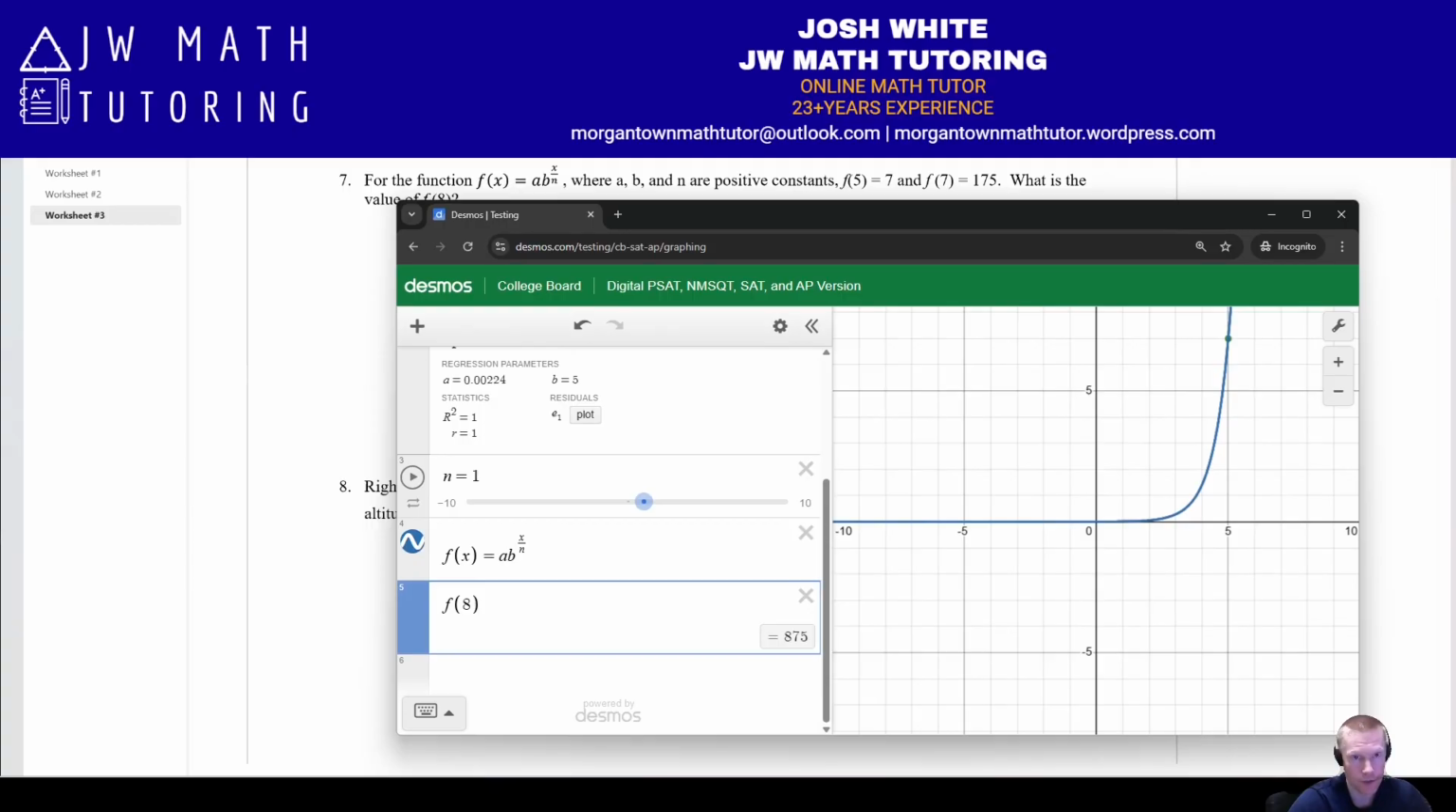And now what you're going to notice is, as I move the slider for n, even though the b value is changing, the f of 8 part does not. So notice, even as I change n, which results in changing b, the f of 8 part is still staying the same at 875. So that part doesn't matter. It's irrelevant. You're still going to get the same answer regardless of what you pick for n, as long as it's a positive number.